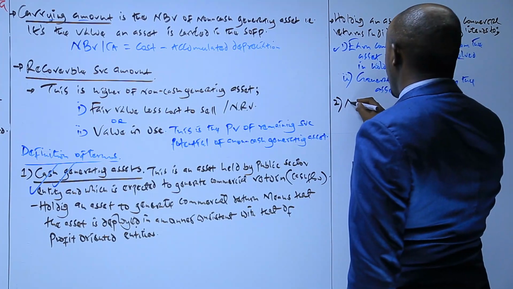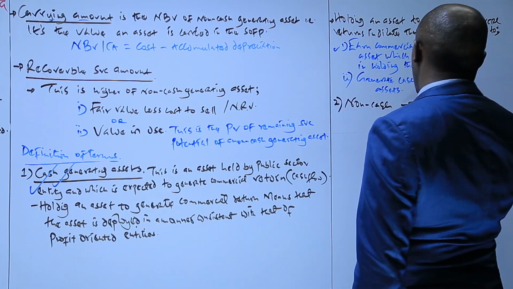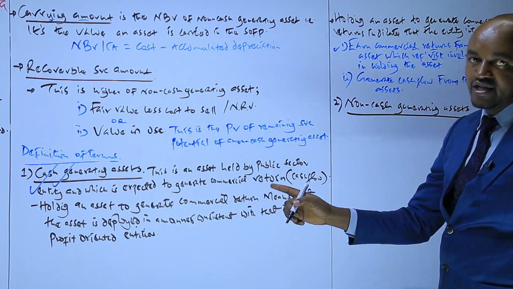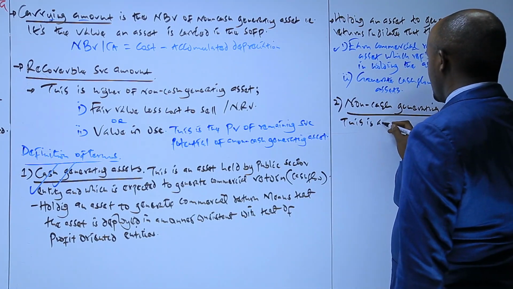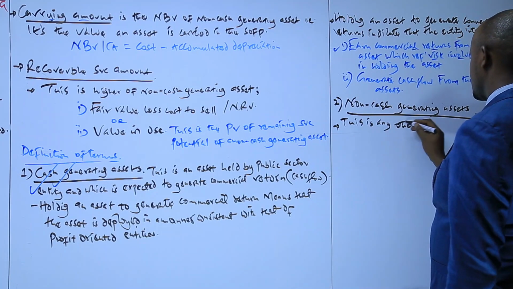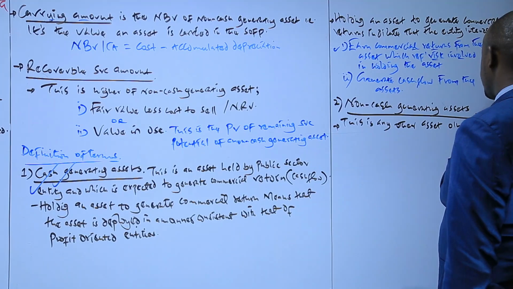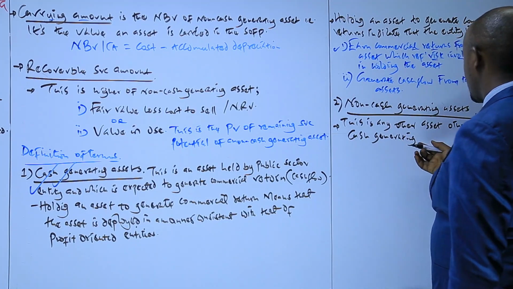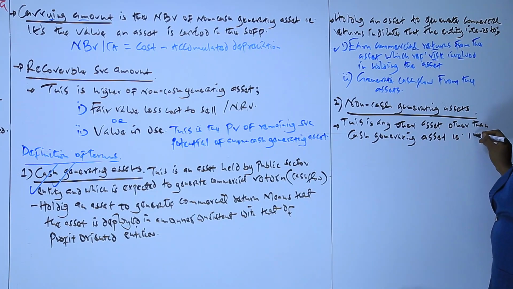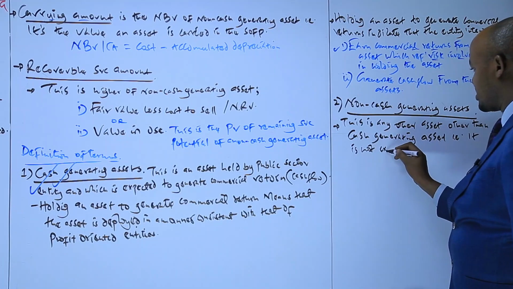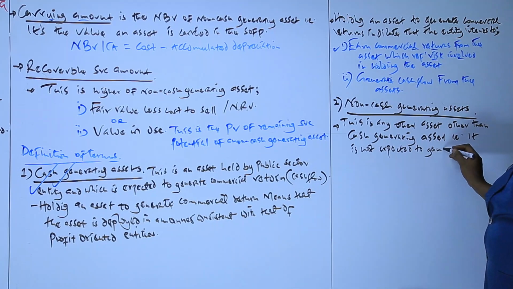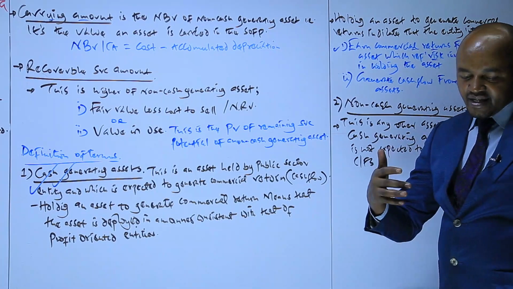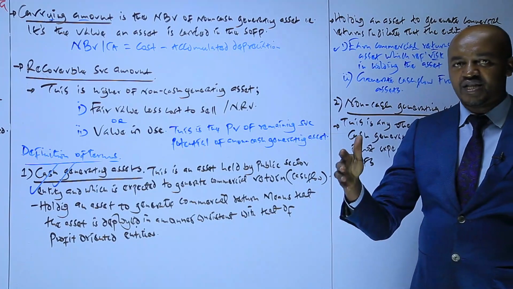The other term we also need to define here is non-cash generating assets. We say that this refers to any other asset other than a cash generating asset, i.e. it is not expected to generate commercial returns, or in other terms, cash flows. So these are assets owned by public sector entities which are not expected to generate any form of cash flow.